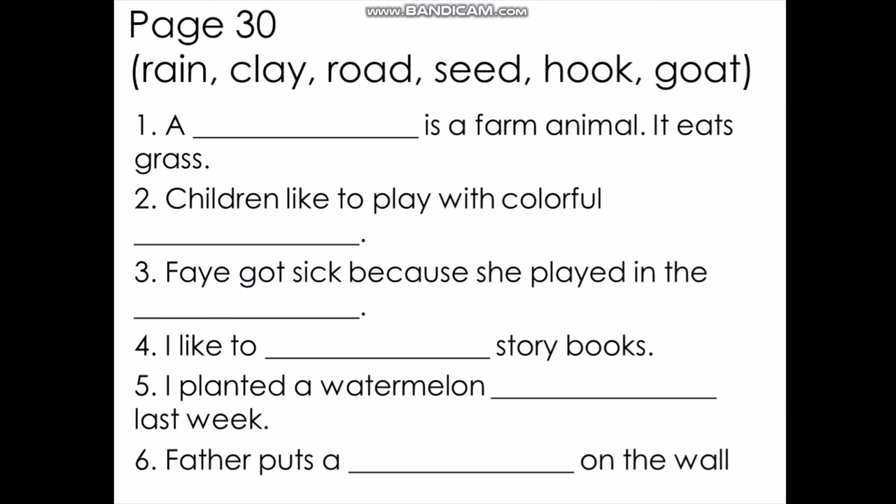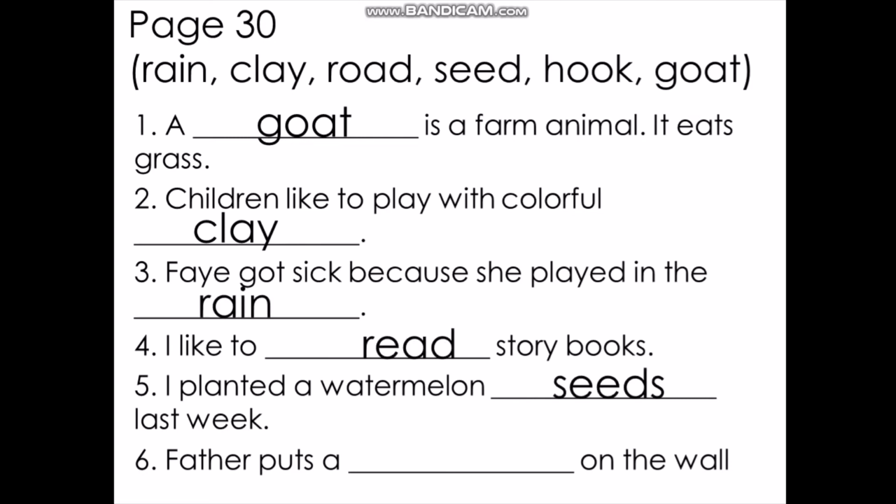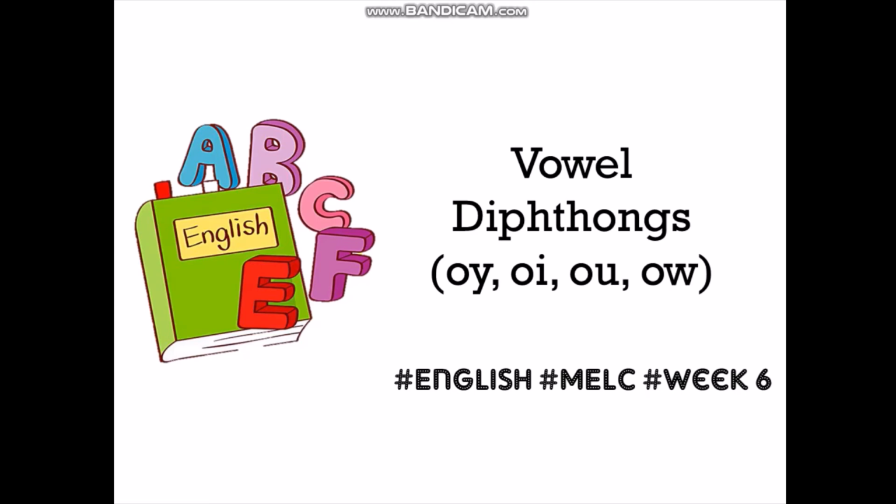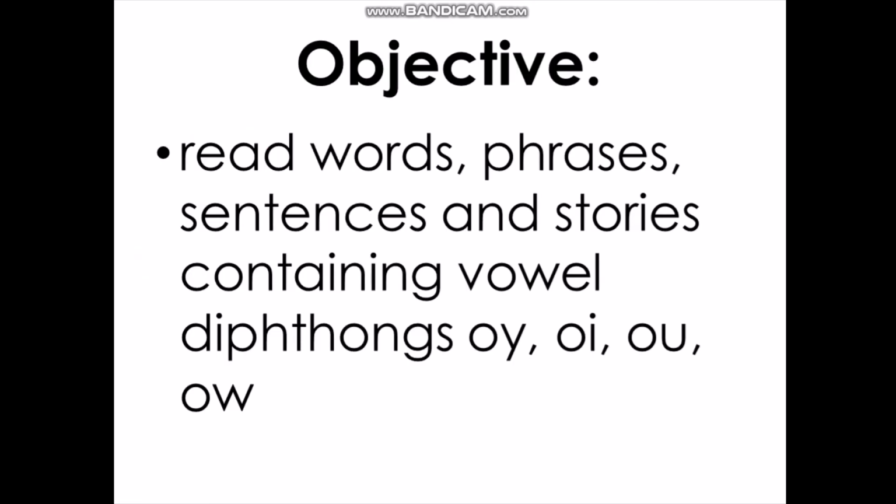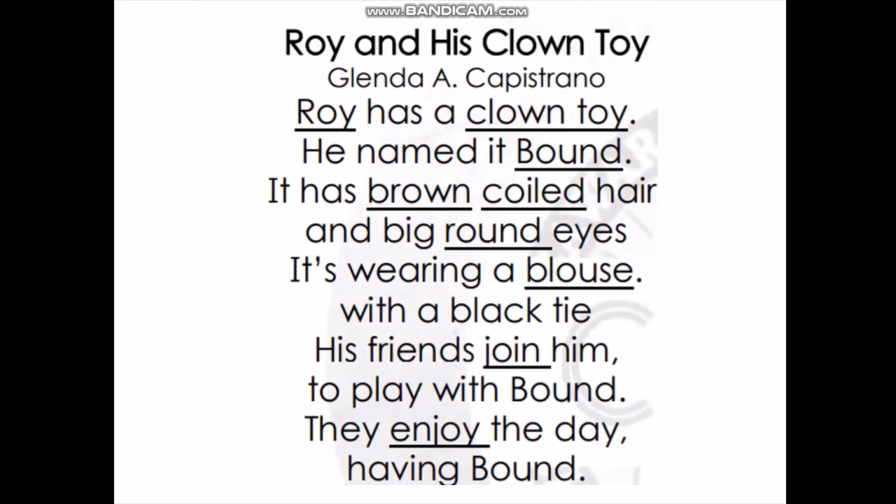So now let's check. For number 1, you have goat. Number 2, clay. Number 3, rain. Number 4, reed. Number 5, seeds. And number 6, hook. If you got all 6, good job. So now let's have our last lesson, the vowel diphthongs. Our objective is to read words, phrases, sentences, and stories containing vowel diphthongs.